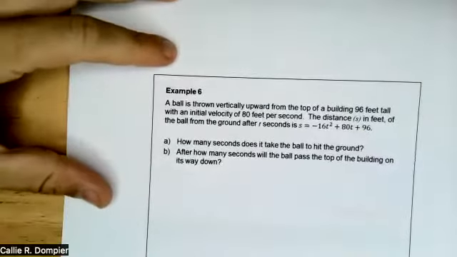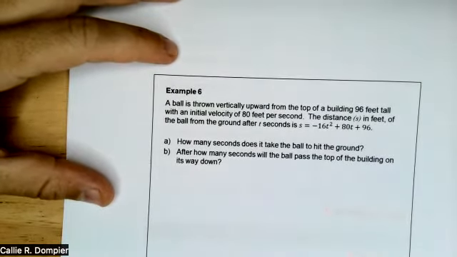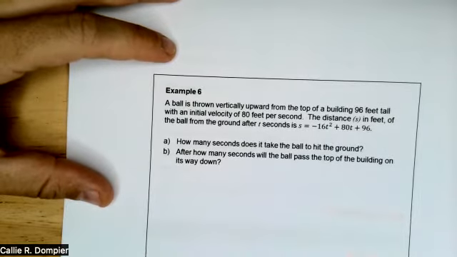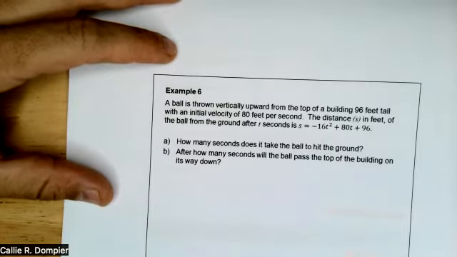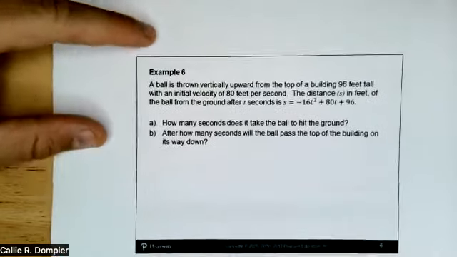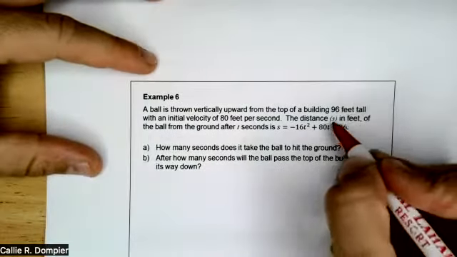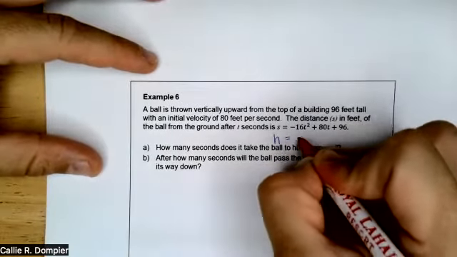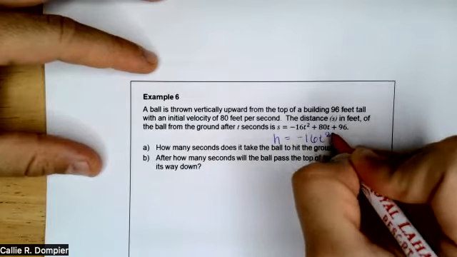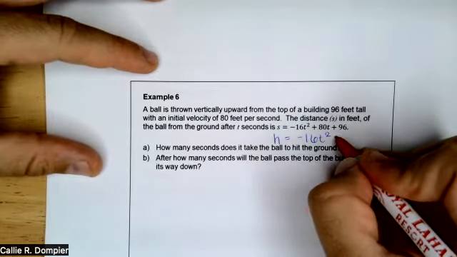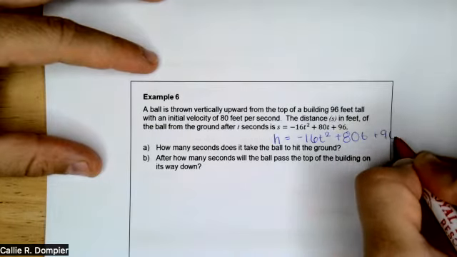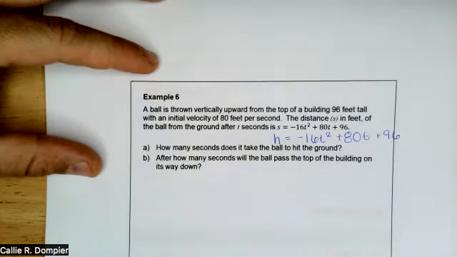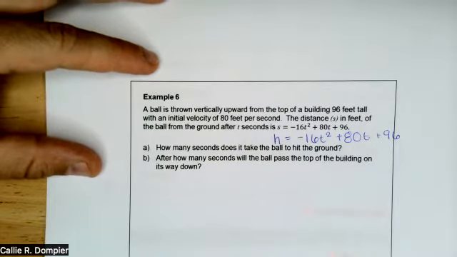A ball is thrown vertically upward from the top of a building 96 feet tall with an initial velocity of 80 feet per second. The distance in feet of the ball from the ground after t seconds is s equals -16t squared plus 80t plus 96. The distance s in feet, or the height in feet, right? So the height is -16 times the time squared plus 80 times that time plus 96. Good. How many seconds does it take the ball to hit the ground?